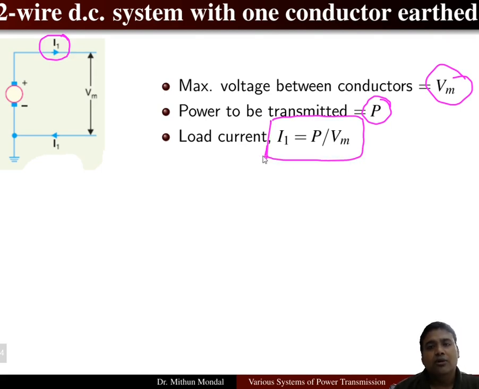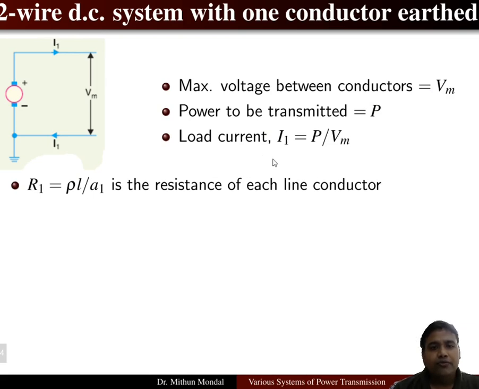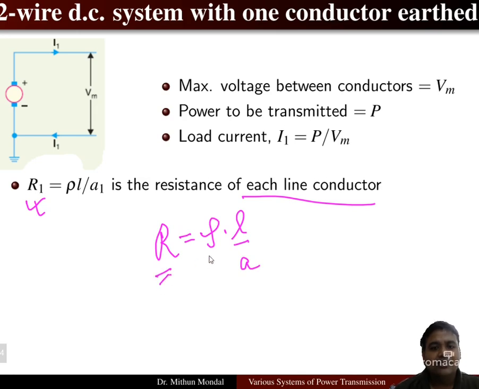So if you know the power P and Vm being the voltage, then the load current I1 is equal to P by Vm. Now, if we assume that the resistance of each line conductor is R1, and you know that the resistance R is basically given as R equal to rho L by A, where R is the resistance, rho is the resistivity, L is the length of the conductor, and A is the area of cross section.